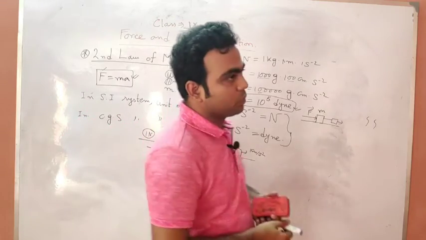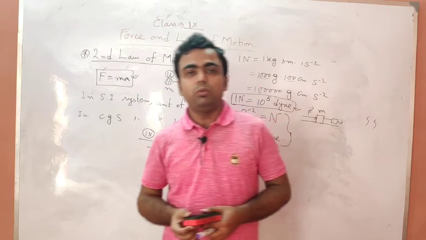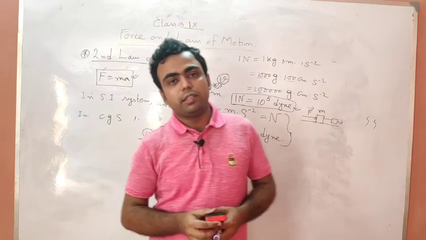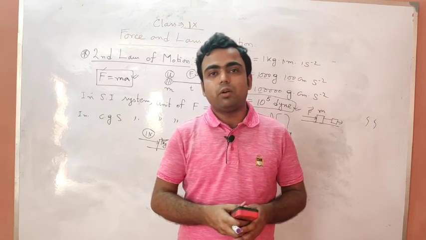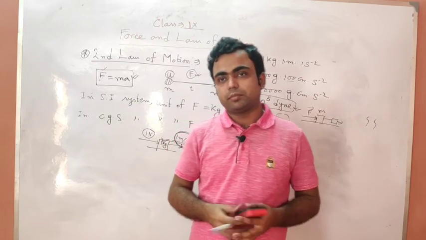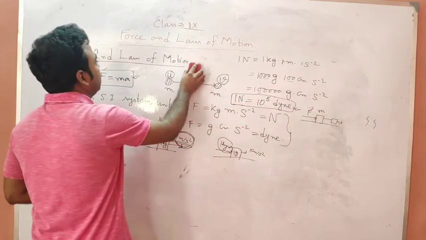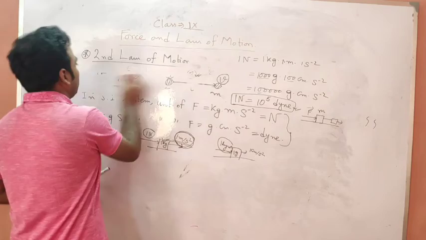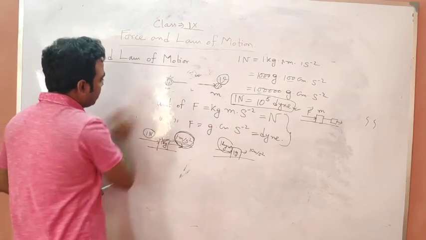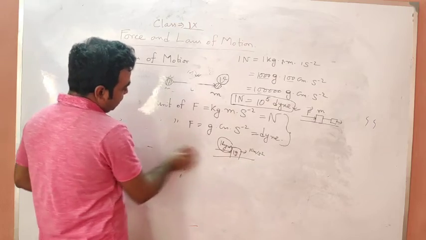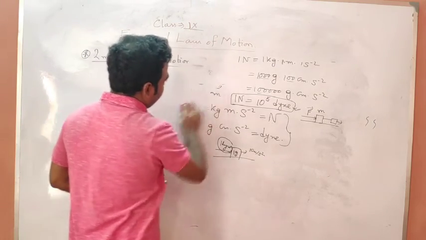Now the third law of motion. It is very easy, and I think all of you know the third law of motion. That is, to every action there is an equal and opposite reaction. This is the most popular and easiest law, but its concept is not so easy. From the third law we get the law of conservation of momentum and lots of other things.